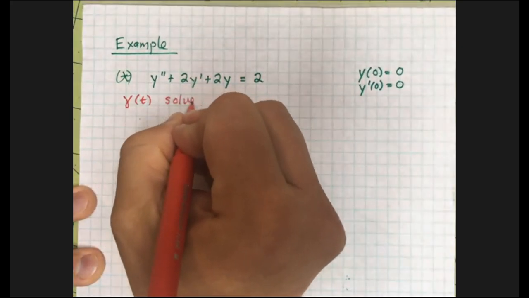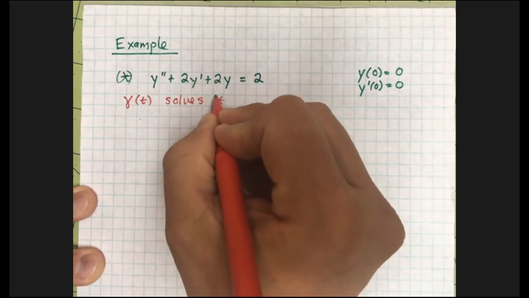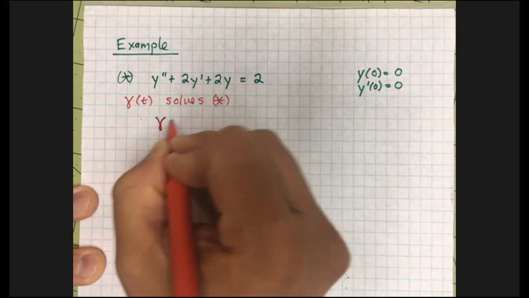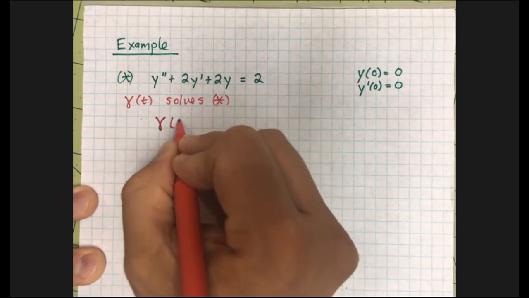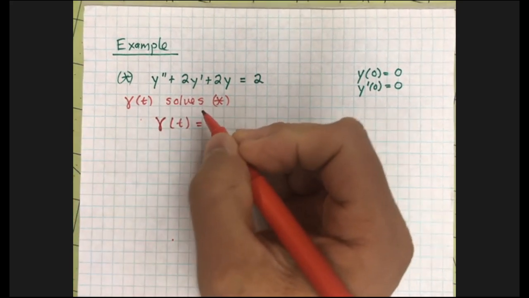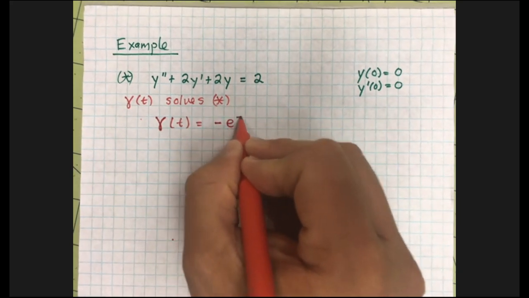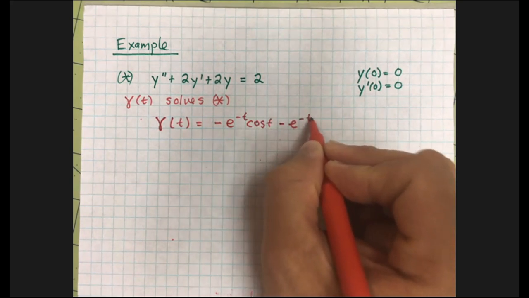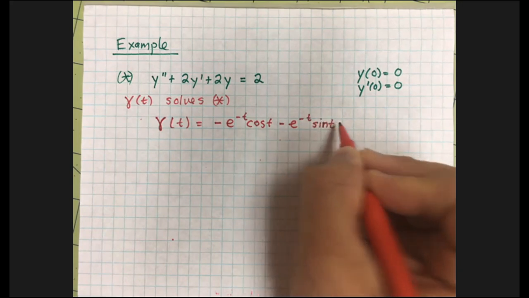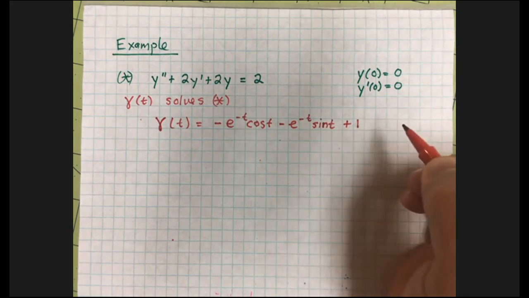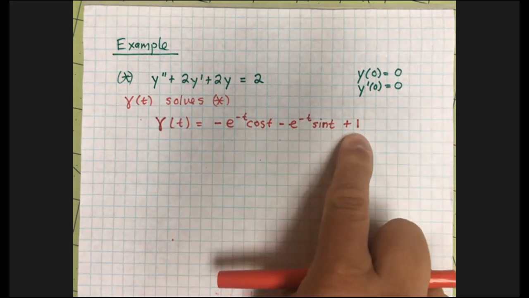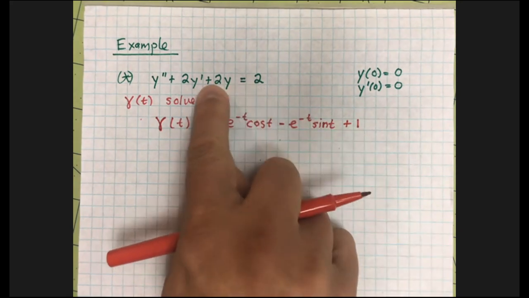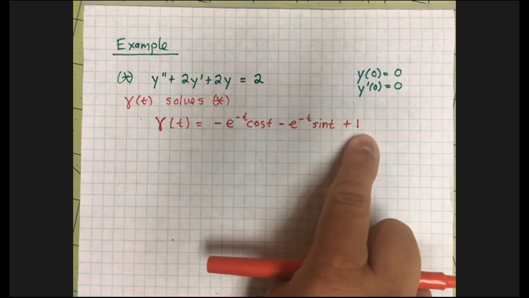Let's say gamma of t solves star. And I'll tell you what gamma of t is. It looks a little bit like a balanced y, but it's a Greek letter gamma. Gamma of t is, I hope I did this right, minus e to the minus t cos t minus e to the minus t sine t plus 1. Now you have all this language at your disposal. You recognize the plus 1 represents the yp, because this is a constant, so yp has to be a constant, and 2 times y is 2, so the constant has to be 1. You've done that trick before.